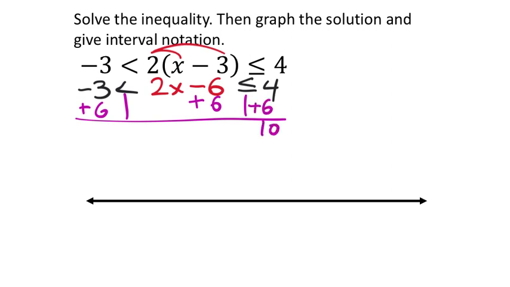Hopefully I have enough space. So that drops the 2x just like I wanted. And then -3 plus 6 is 3. So 3 is less than 2x, which is less than or equal to 10.